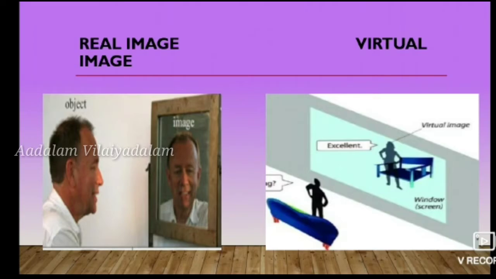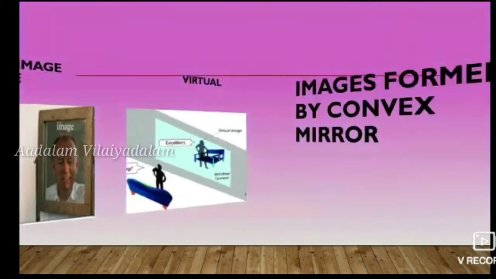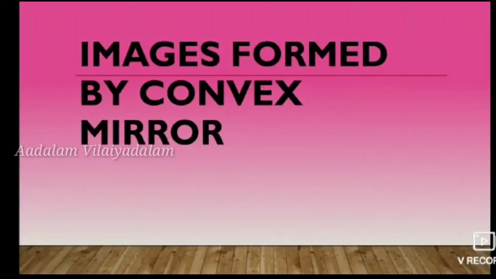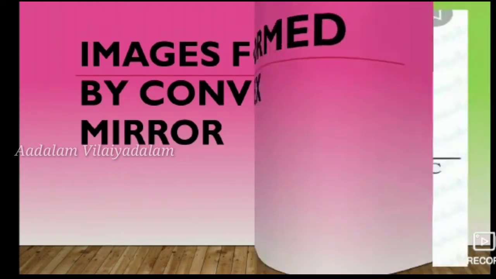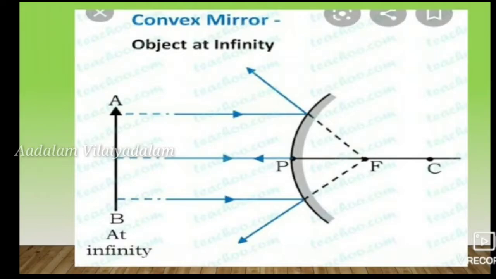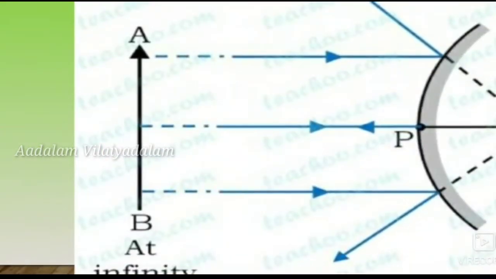Let us see in detail the images formed by the convex mirror. The first one is the convex mirror. At two different positions of the object, we place the object and we will get the images at two different positions. The first one is object AB. Here, this is object AB.